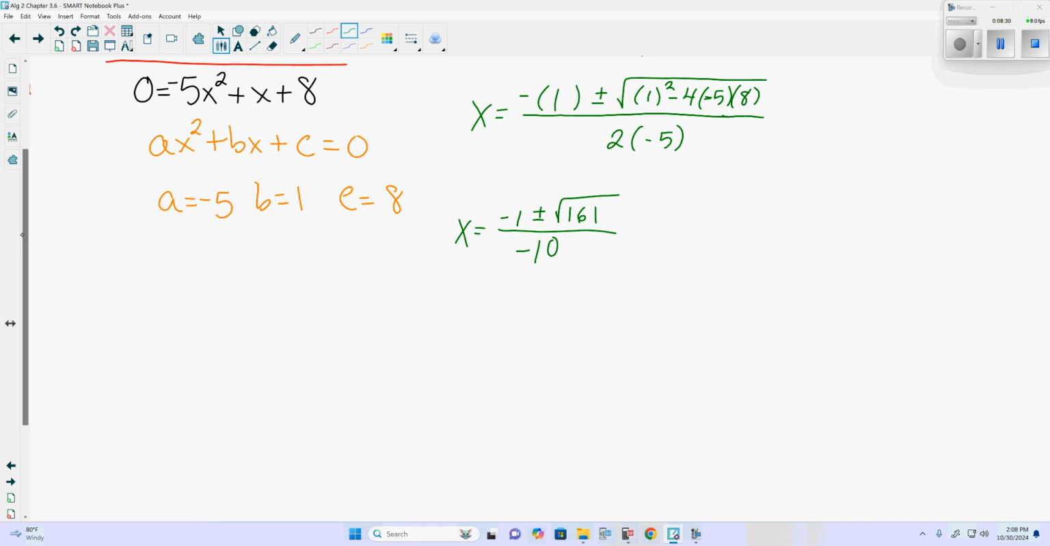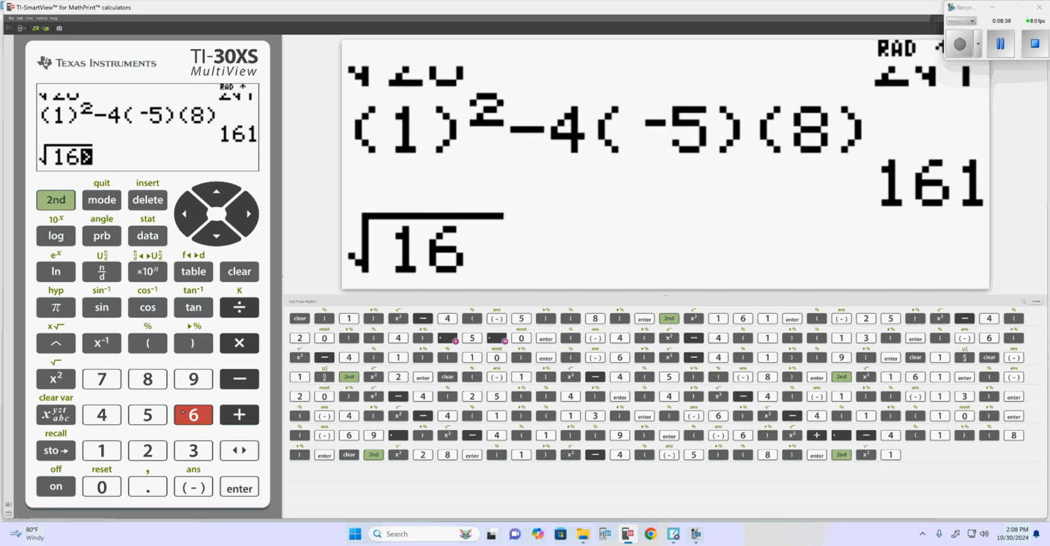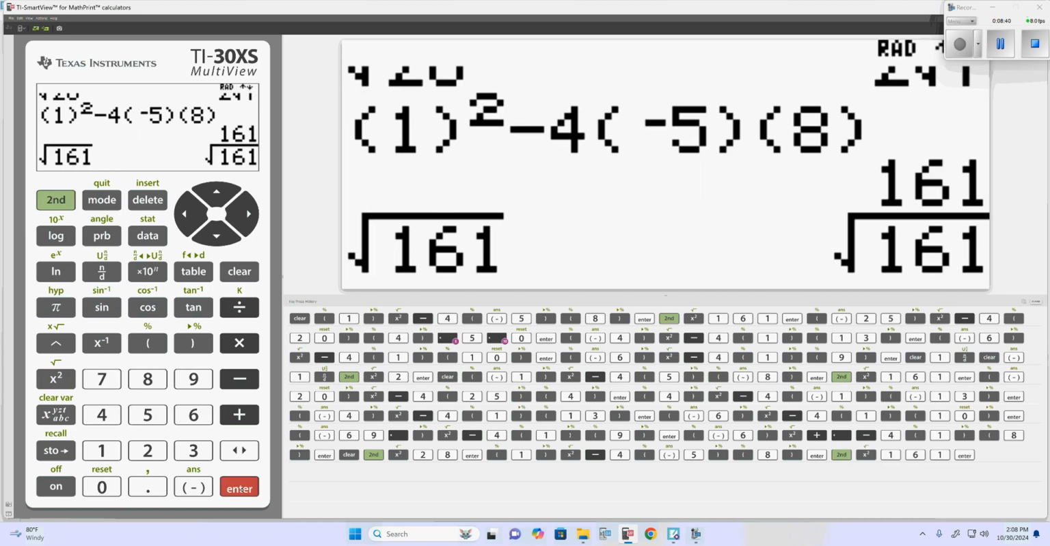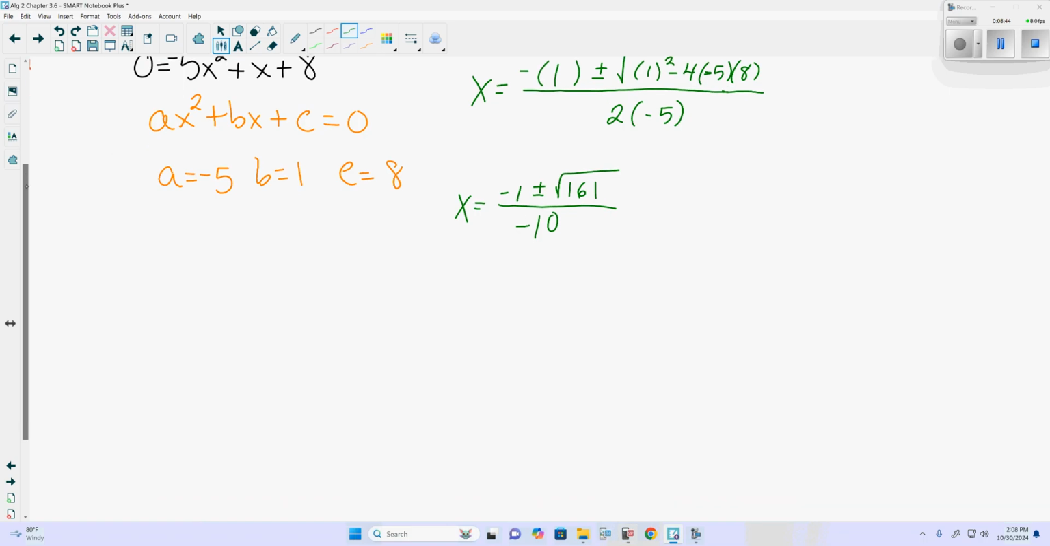Questions on how we got to this point here? Well, the next thing we'll need to do is see if the square root of 161 simplifies. It does not. Now, there is one last thing we need to do. We need to get that negative out of the bottom of the fraction. All that means is that we're going to take this negative out of the bottom and distribute it back through the top.